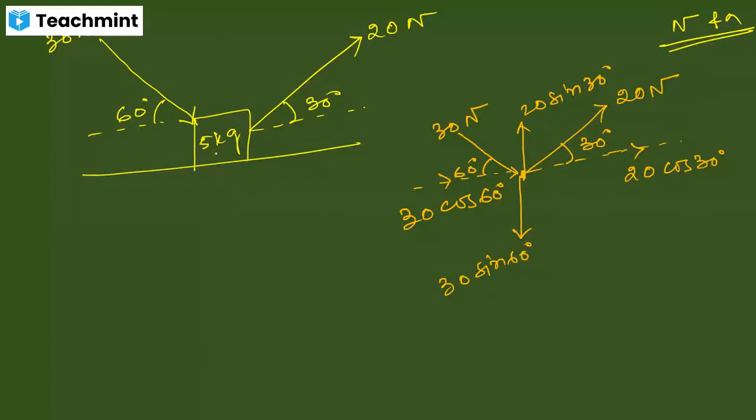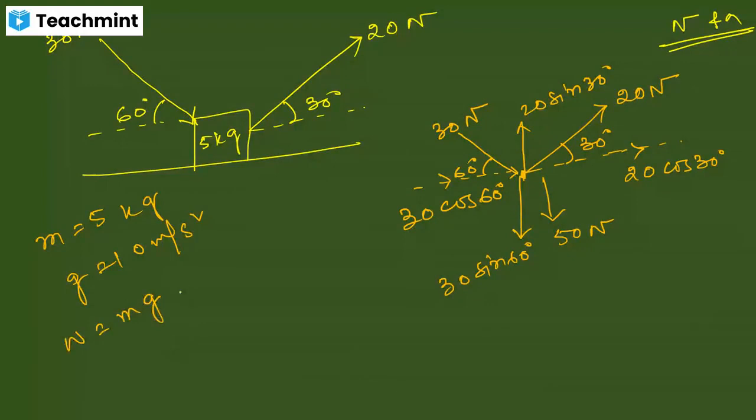Here the mass of the object is 5 kg, so the weight of the object will act in the downward direction. It has the value of 50 Newton. Because we know if the mass of the object is 5 kg and the gravitational acceleration is 10 meter per second square, the weight will be mass times gravitational acceleration, that is 5 into 10, equals 50 Newton. Right? Up to this much, is it clear?